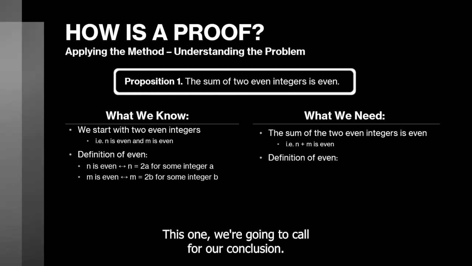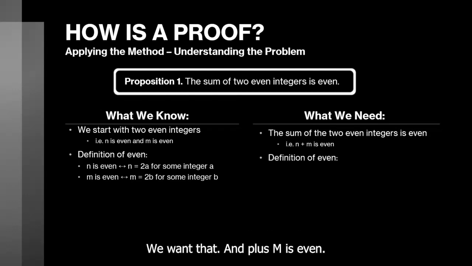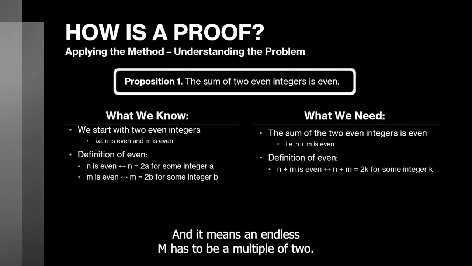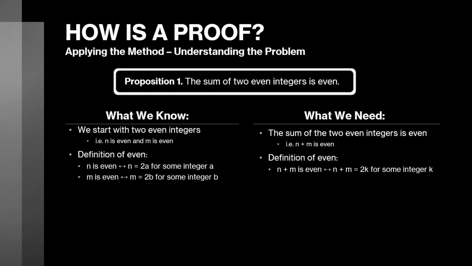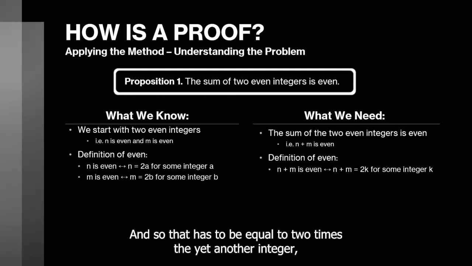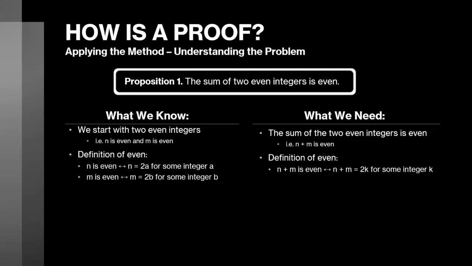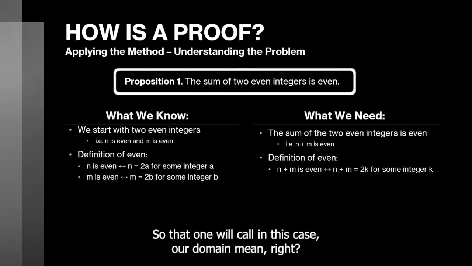For our conclusion, we want that n plus m is even. So what does that mean? It means that n plus m has to be a multiple of 2. So that has to be equal to 2 times yet another integer, some arbitrary integer that we know nothing about. So we're going to give that a different name. That one we'll call k.